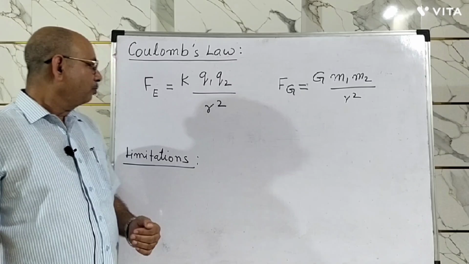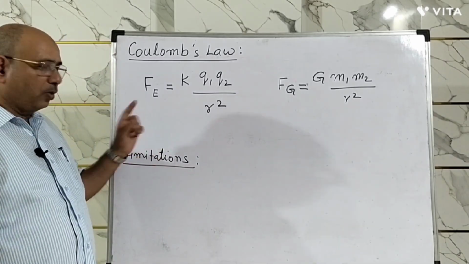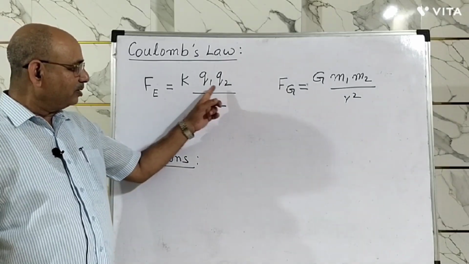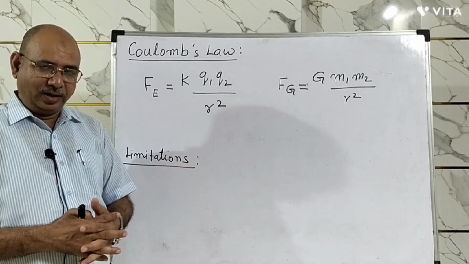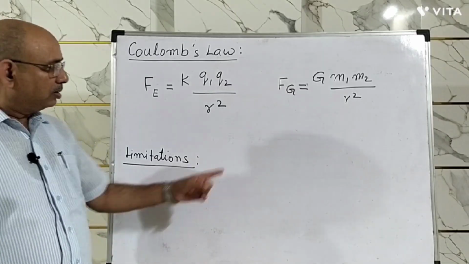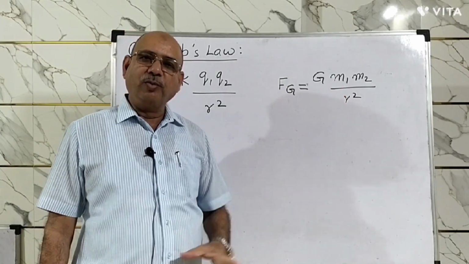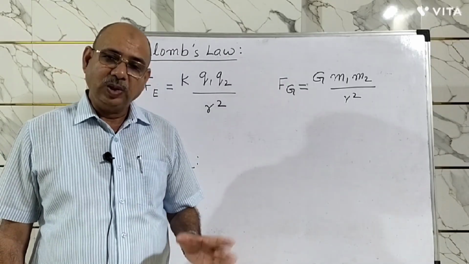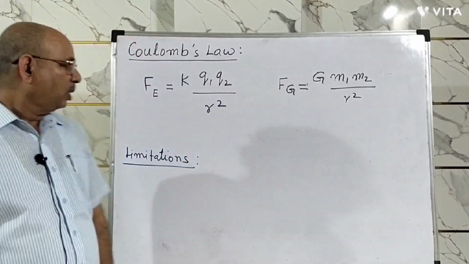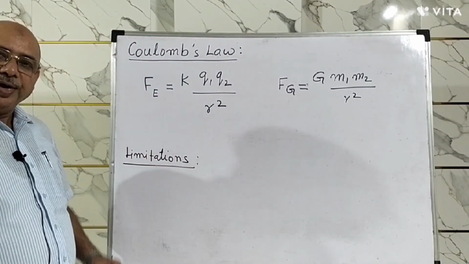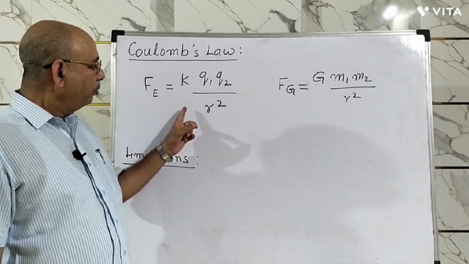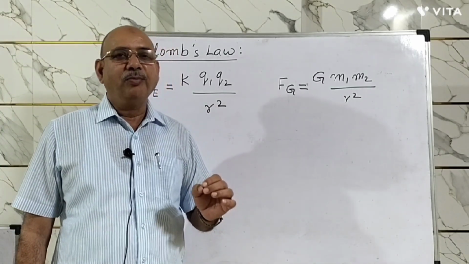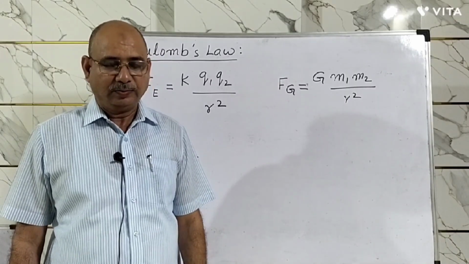There are certain differences also between them. Electrostatic force can be positive or negative because like charges repel and unlike charges attract. But the force acting between the two masses is always positive because mass cannot be negative. Electrostatic force is medium dependent, that is, it depends on the medium between the two charges, and the gravitational force is independent of the medium between the two masses.